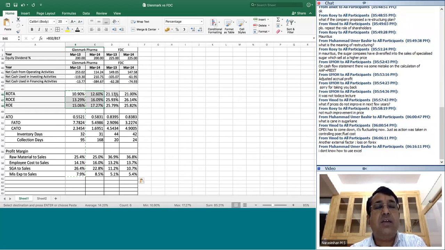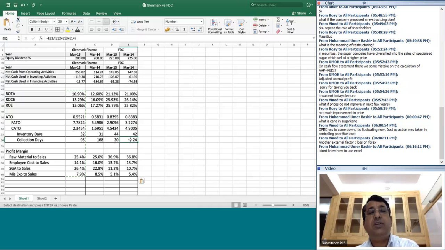What are the reasons for FDC's better performance? Definitely, the asset turnover ratio is better. It's 0.58 and 0.83. We'll concentrate on year 14, 0.58 to 0.83. Fixed asset turnover ratio, they are better, but not that much better. But current asset turnover ratio is far, far better, particularly the collection days, just 24 days for these guys, compared to 168 days.